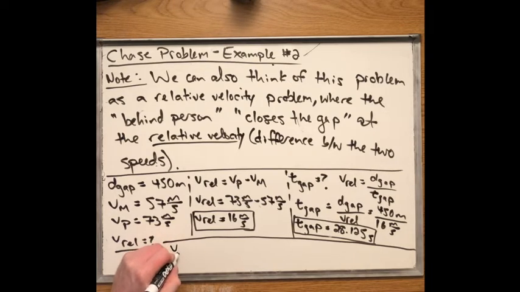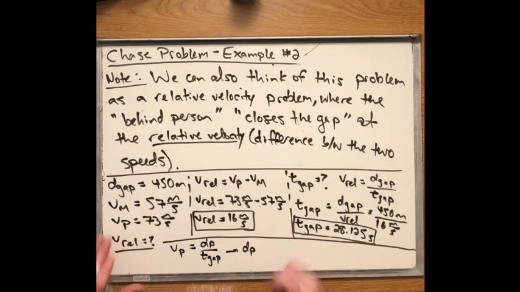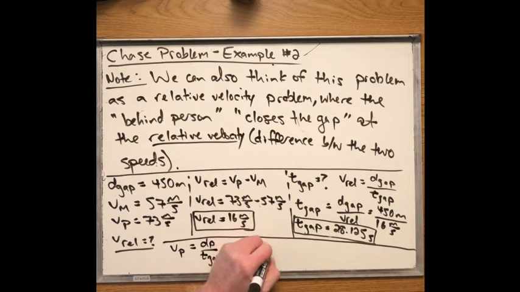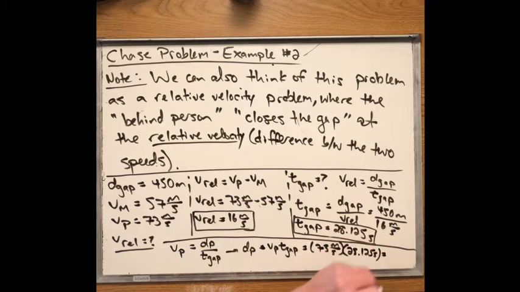And so, if V police is equal to D police over this gap time, then that means the distance for the police equals VP times T gap. And that would be 73 meters per second times the gap time, which is 28.125 seconds.